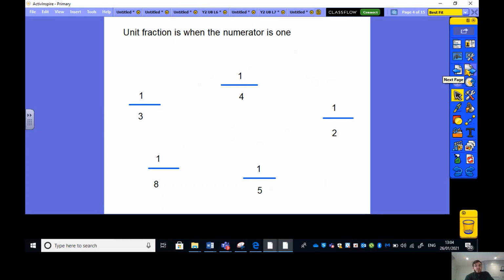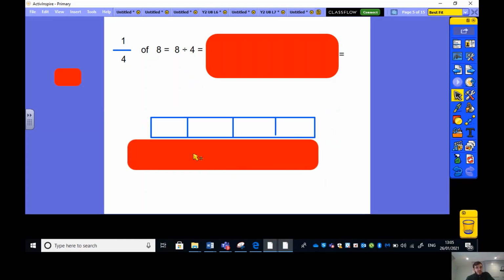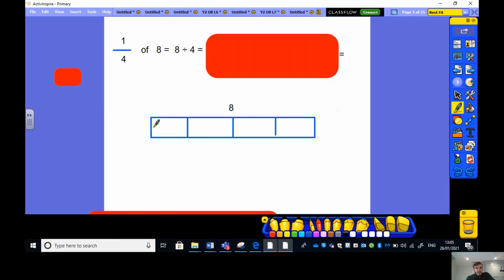Understanding a unit fraction is when the numerator is 1. We looked recently how to calculate a unit fraction of an amount. What is 1/4 of 8? Well, what I know to do here to work a unit fraction of the amount, I know I divide the amount, the whole, by the denominator. So I need to do 8 divided by 4. When I do 8 divided by 4, it will tell me what each quarter of 8 will be worth. So I'm doing 8 divided by 4 to find what 1/4 is.